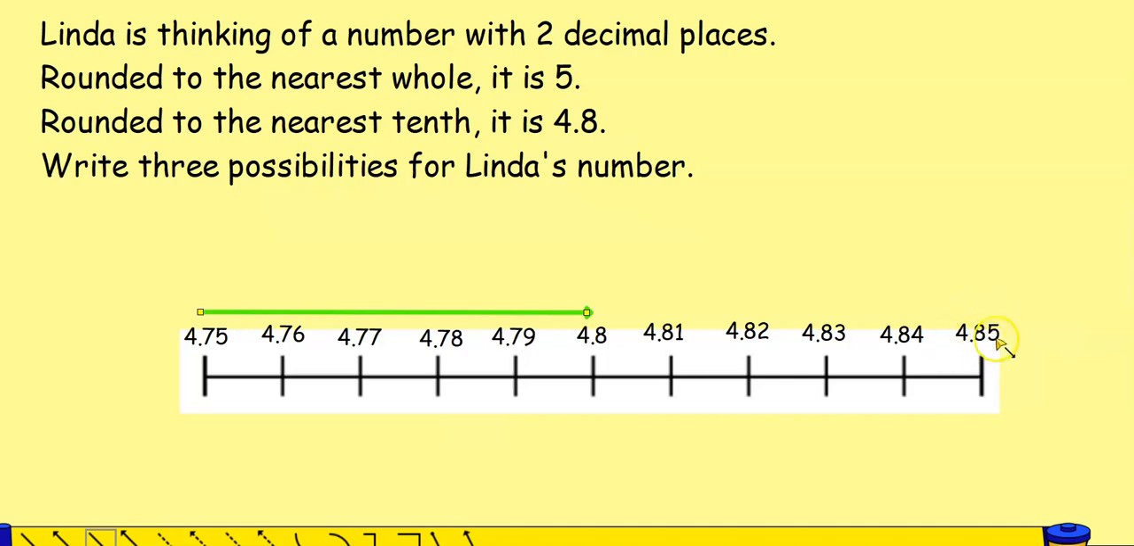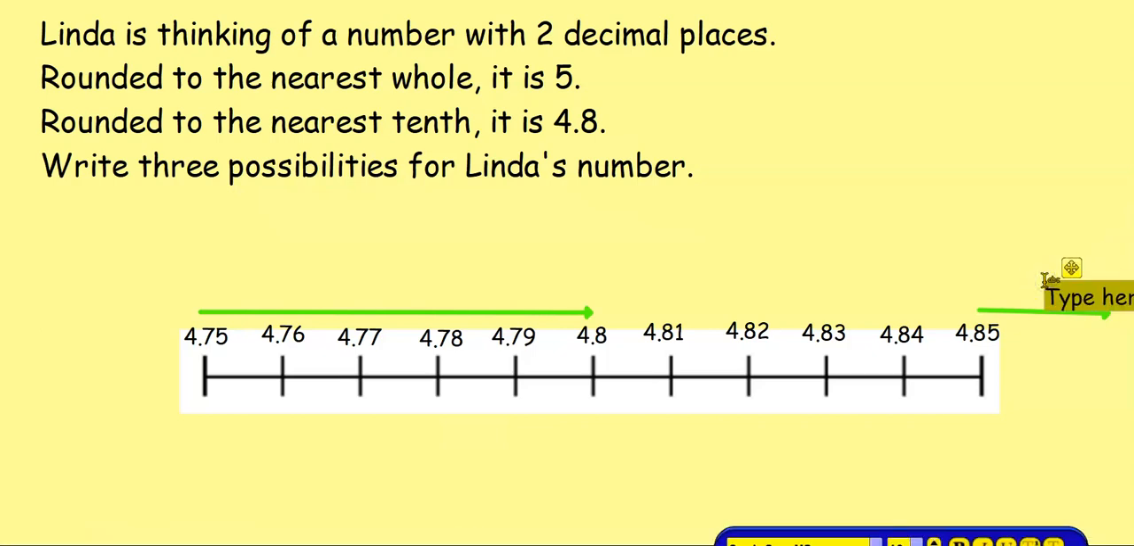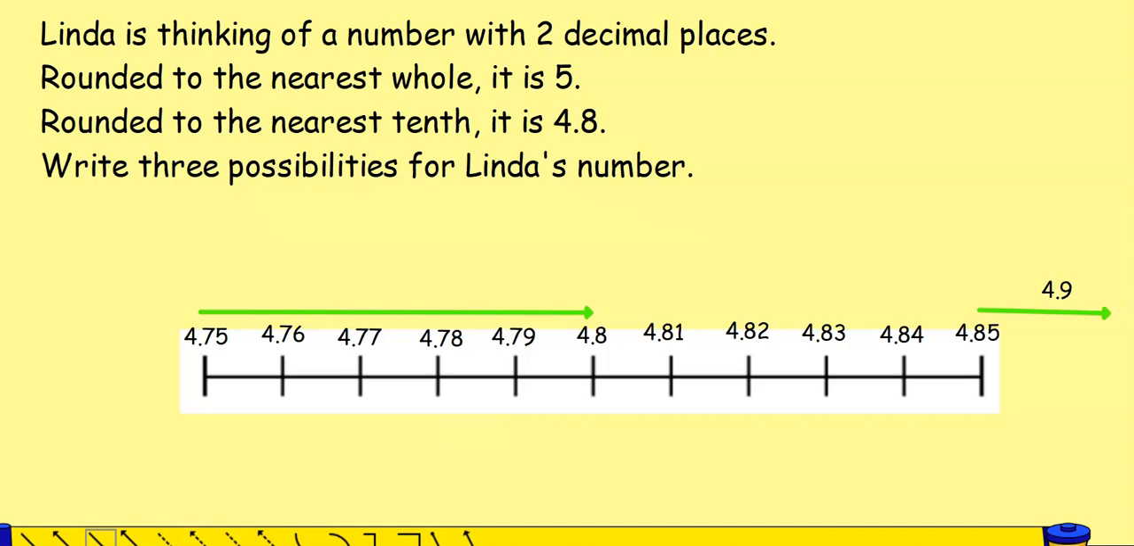Now 4.85 is the interesting value because that one is the halfway point between 4.8 and 4.9. So actually 4.85 would round up to 4.9. So we know Linda can't be thinking of this number, 4.85, because that would round up to 4.9. So what we need to think about then is the number that is just slightly lower than that one. So 1/100th lower, don't forget, because Linda's number has 2 decimal places. We're looking for the number that is 1/100th lower, and that would be 4.84. So anything from 4.84 lower would be rounded back down to 4.8.